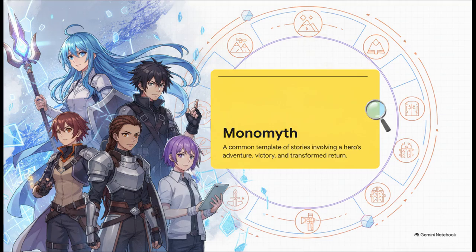Back in 1949, Joseph Campbell popularized this fascinating concept in his book, The Hero with a Thousand Faces, called the monomyth. By definition, the monomyth is the common template of stories involving a hero who goes on an adventure, is victorious in a decisive crisis, and comes home transformed. And this right here, this is the structural DNA we're going to use for our anime plot.